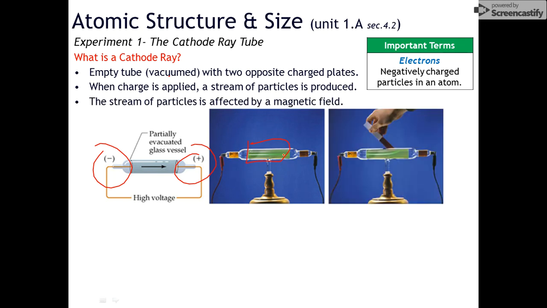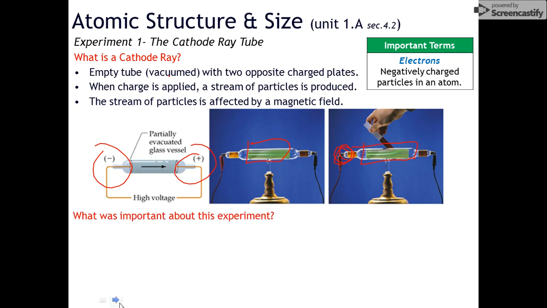Well, the stream of particles is also manipulated in a magnetic field. Notice how the bend occurs here. Because this stream of particles can be manipulated, this led to the idea that this stream is actually matter, and this matter must come from these charged plates somehow.